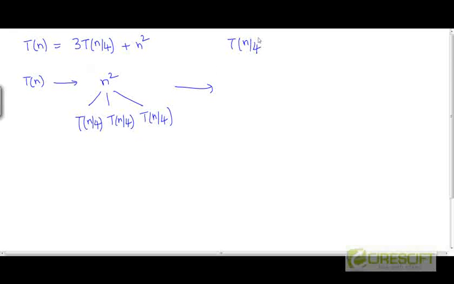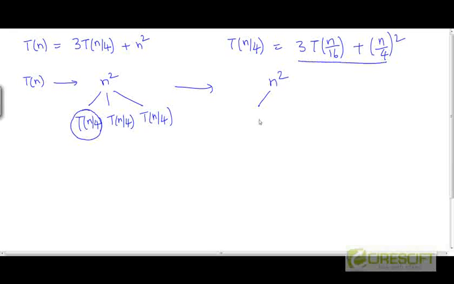For that we need to know what the recurrence for T of n by 4 is. So replace n by n by 4 throughout, and you'll get T of n by 4 is 3 times T of n by 16 plus n by 4 square. So we can expand this tree to one more level by substituting in place of T of n by 4 this right hand side, again diagrammatically depicted as n by 4 square with 3 children, each child being T of n by 16.